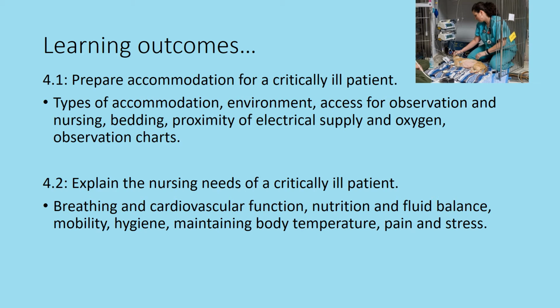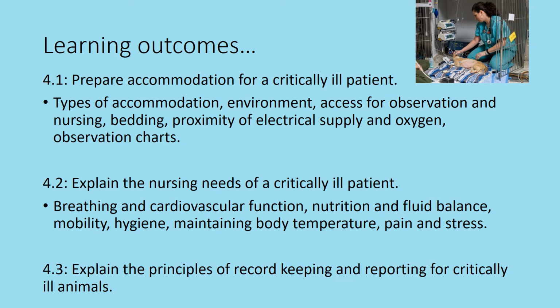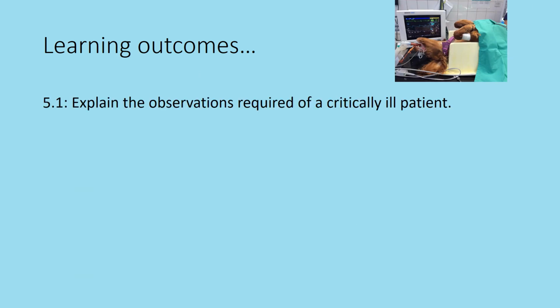General hygiene. With our trauma patients, potentially we might find that they're bleeding, particularly if they've been stressed, or if something's happened and it's been traumatic. Maybe they've got urine and feces around them, those kinds of things. Body temperature is obviously really important. Pain and stress, equally really important. So these are the kind of things that you want to pull out of your care plan. 4.3, so we want to think about record keeping and reporting. As I say, we'll come on to that itself.